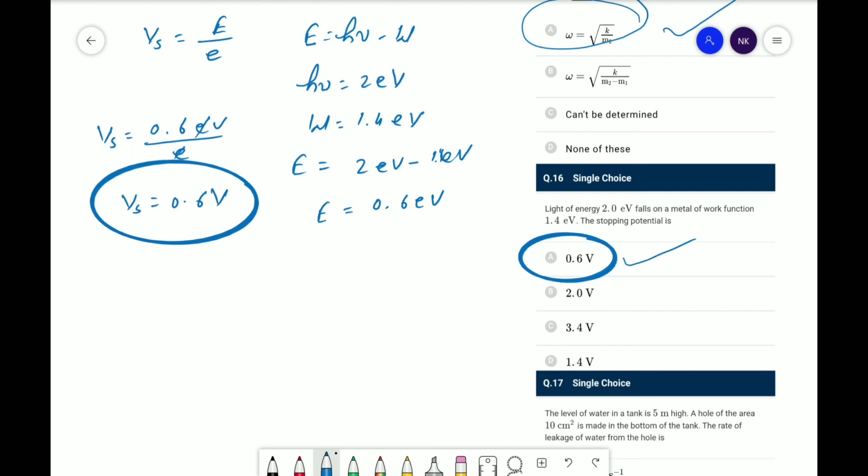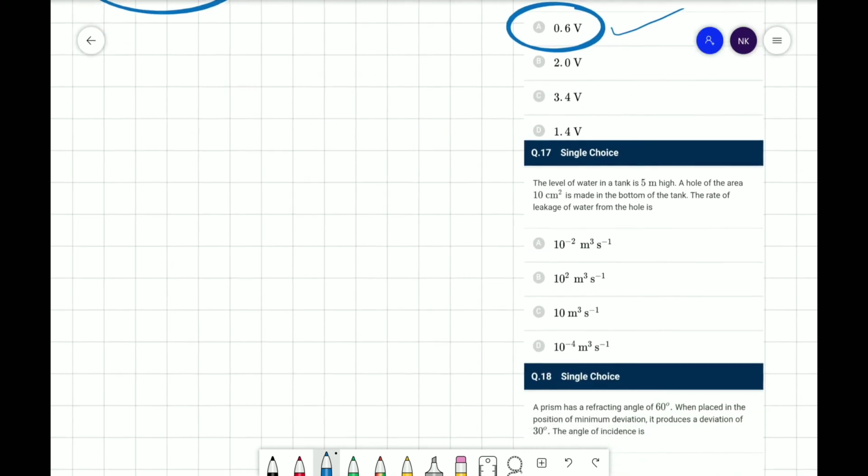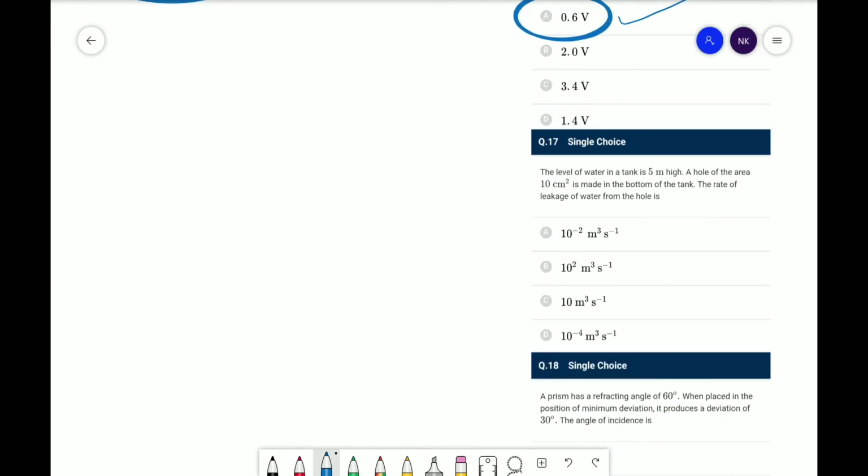Okay, what do we have in the next question? The level of water in a tank is 5 meter high, so here h is given. A hole of area 10 centimeter square is made in the bottom of the tank. The rate of leakage of water from the hole is? What will be the rate of leakage? First, the velocity of efflux v is equal to the square root of 2gh, and the volume of liquid flowing out per second is nothing but velocity into area.